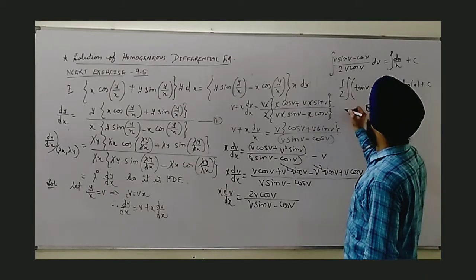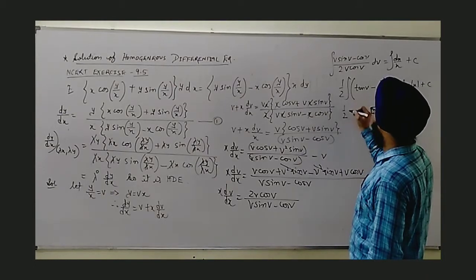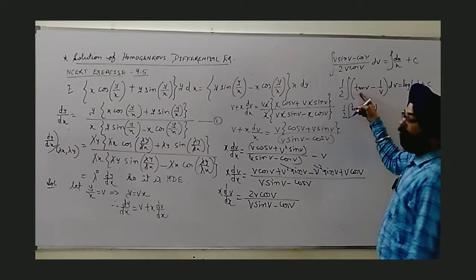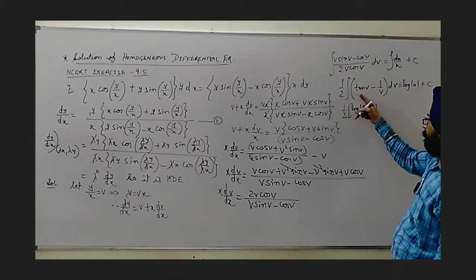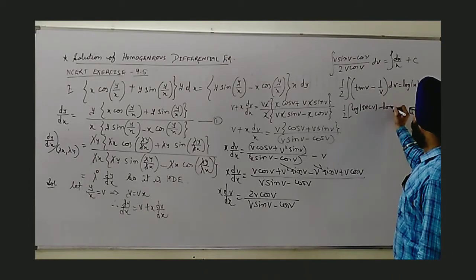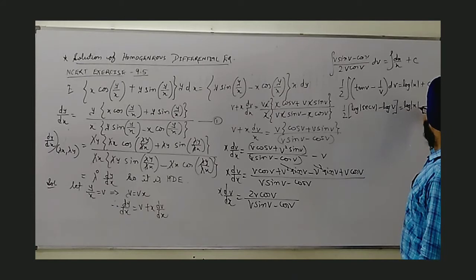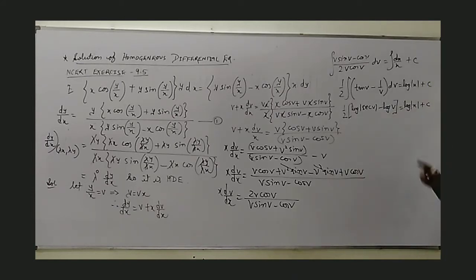We get here half, it turns as log mod sec v, the integration of tan theta, minus 1 upon v, minus log v equal to log mod x plus c. 1, 2, 3, all the functions in terms of log. So I will write here, let's do it later. Here, why? Because I am waiting for this half. This half is common in both of the terms, so better not to keep half here. We will shift it to the right hand side.